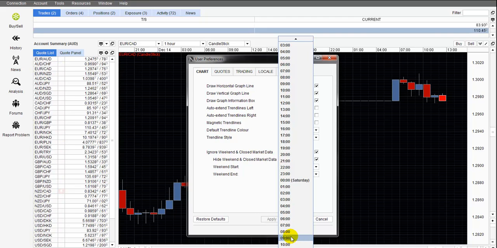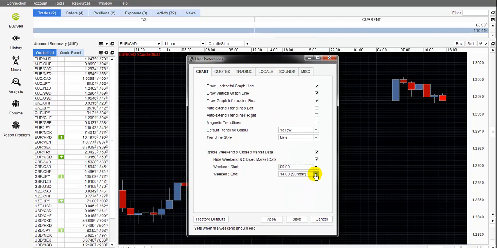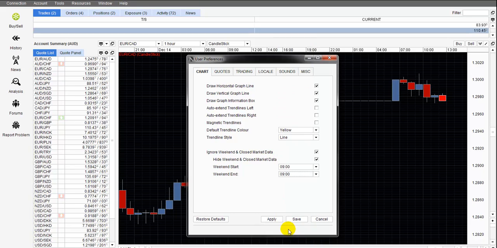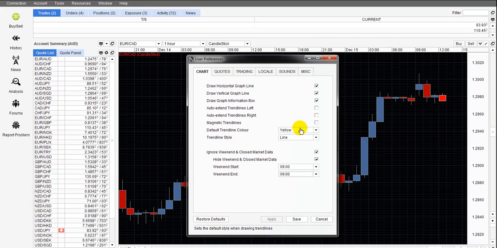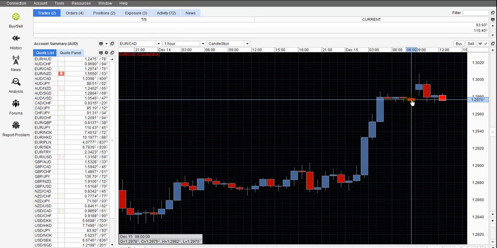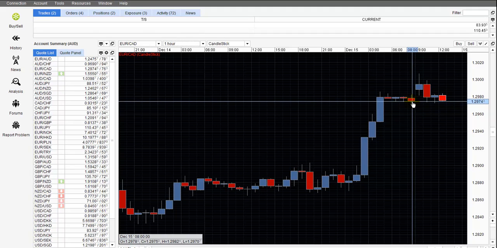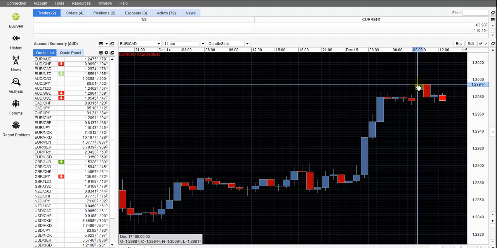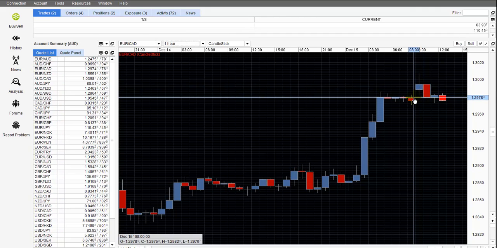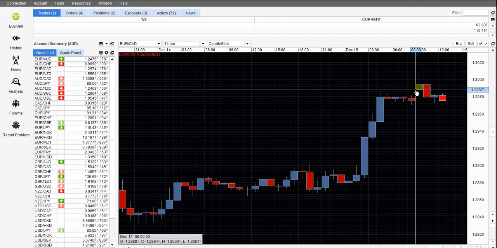That's when the market closes this time of year. And then it starts again at 9 a.m. on Monday. I apply it like that. And that's it. Save. So you can see what ends up happening is this is the Friday candle here that closed down here. And then the Monday candle, or when the market opens again, it's right here. So you can see there was a little gap here.